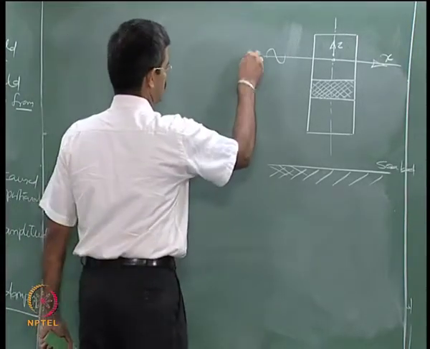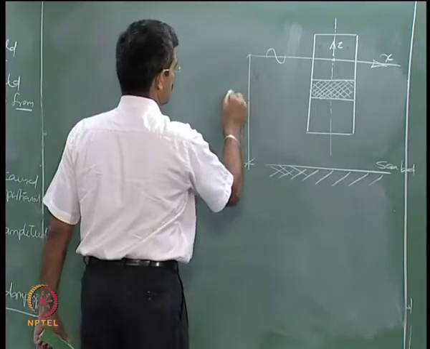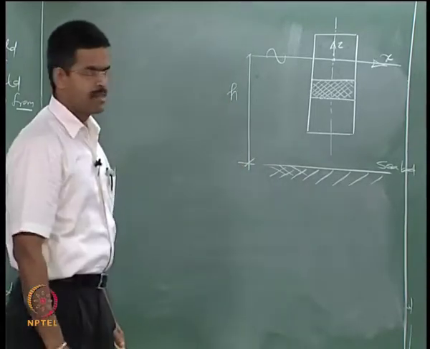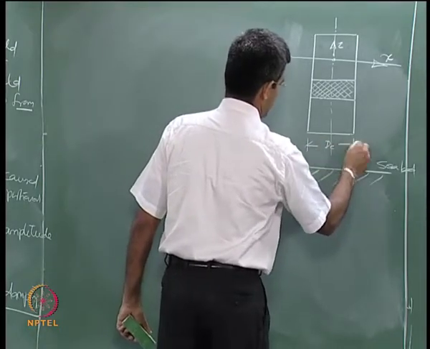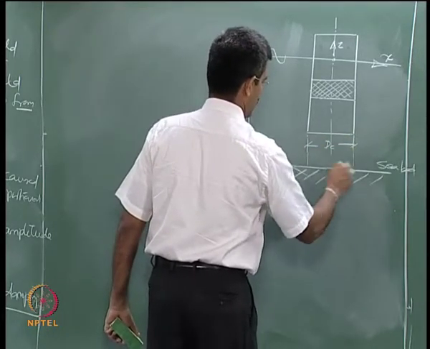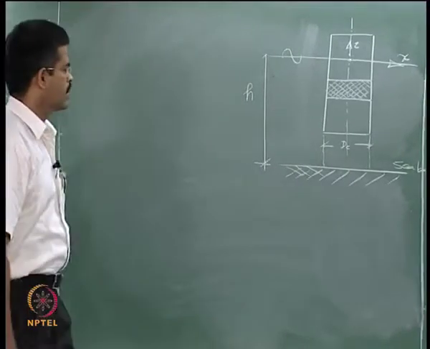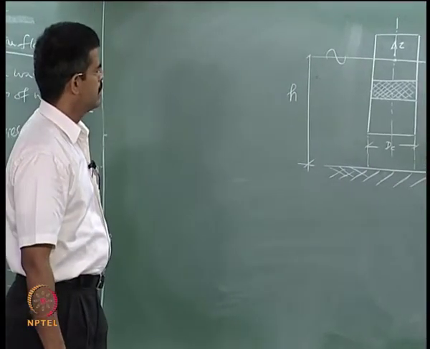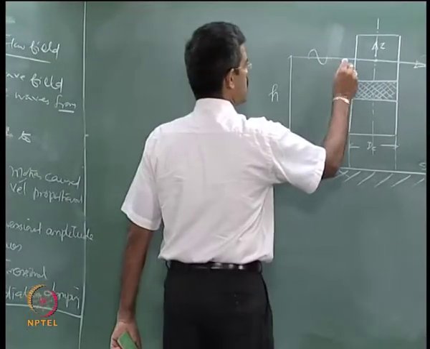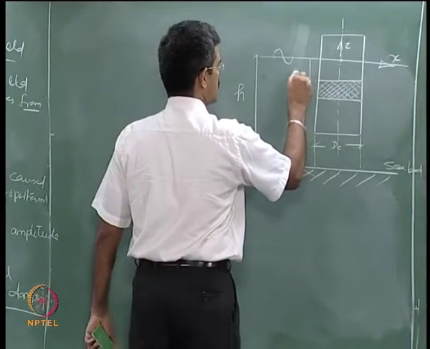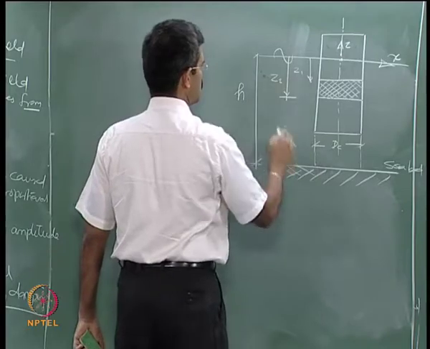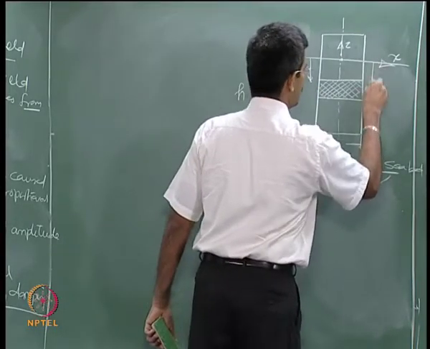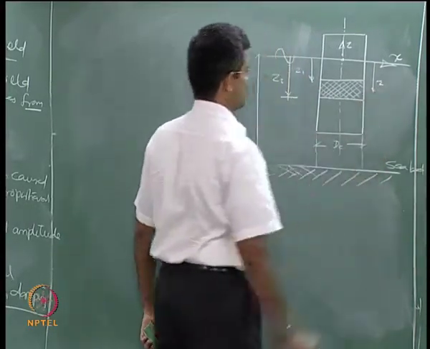I call this distance water depth as h, I call the diameter of the member as d suffix c, and I call this as Z1 and this as Z2 and any value here as a variable z.